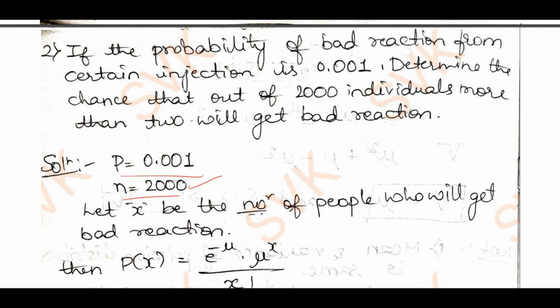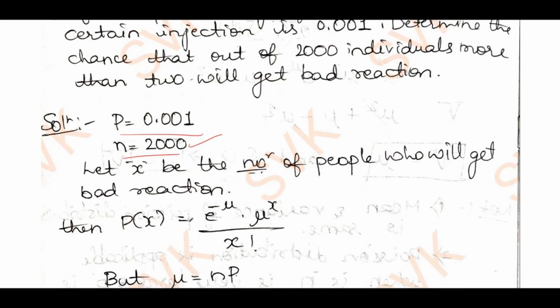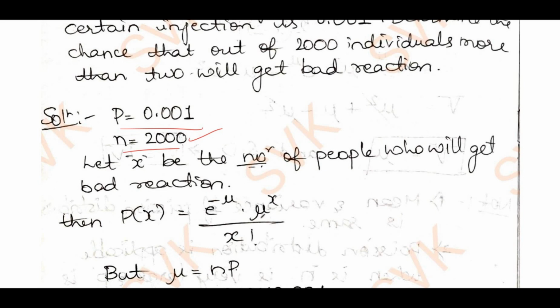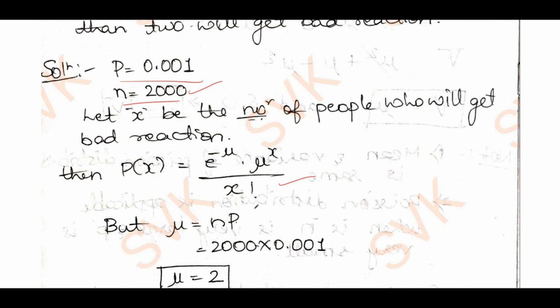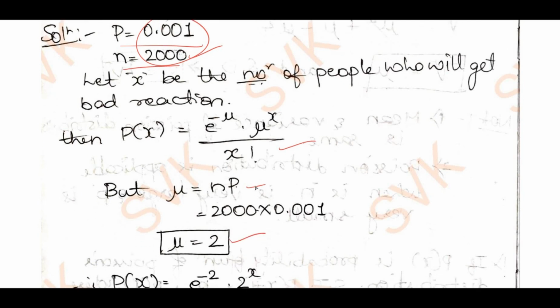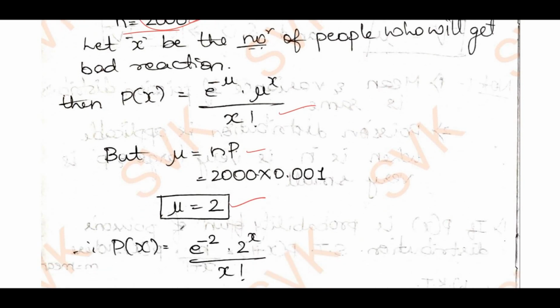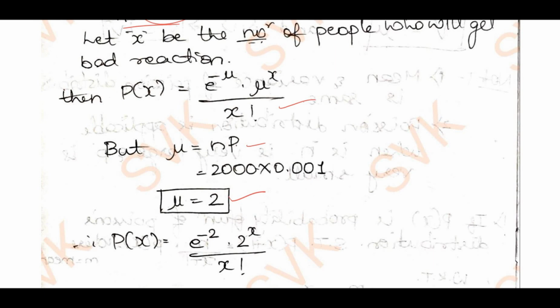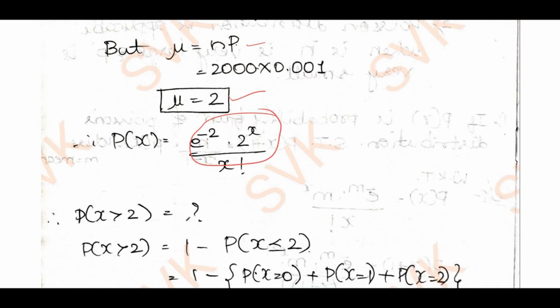Let x be the number of people who will get a bad reaction. Then P of x is defined as e power minus mu into mu power x divided by x factorial, and mu is given by n into p. Just multiplying these two values, we get mu equal to 2. Substituting mu equal to 2 in the above expression, we get P of x as e power minus 2 into 2 power x divided by x factorial.